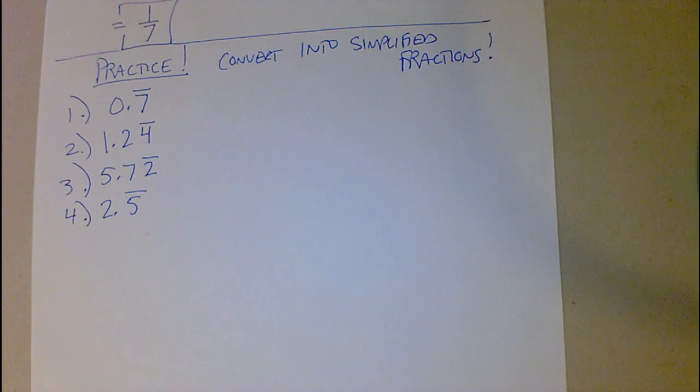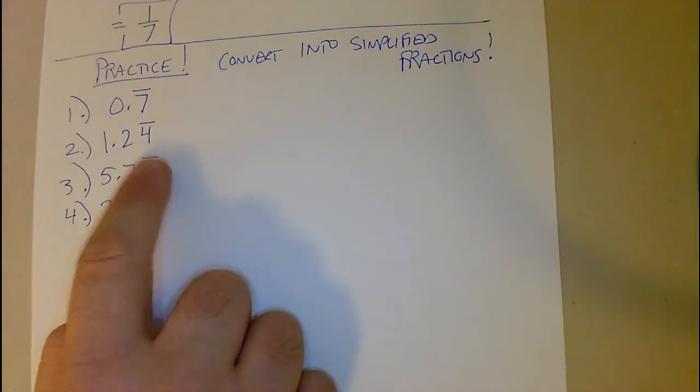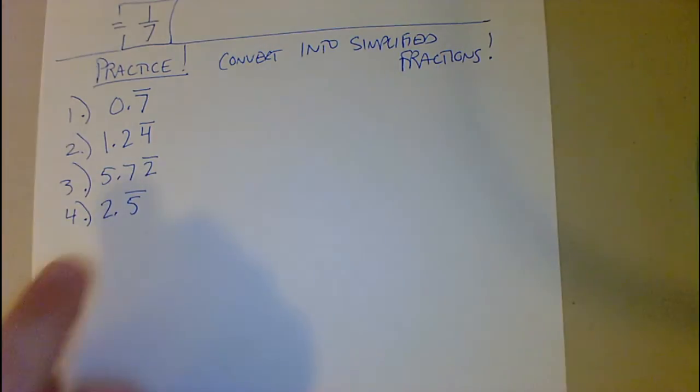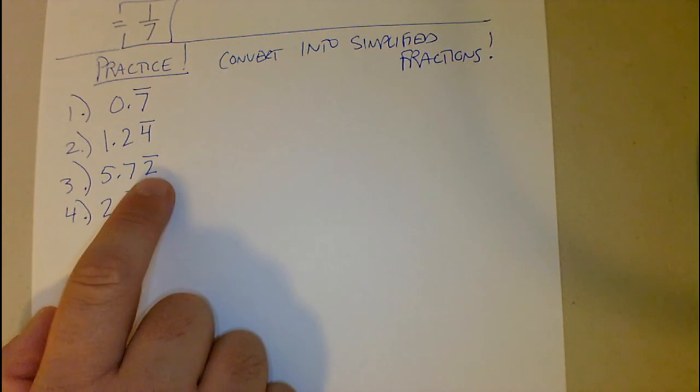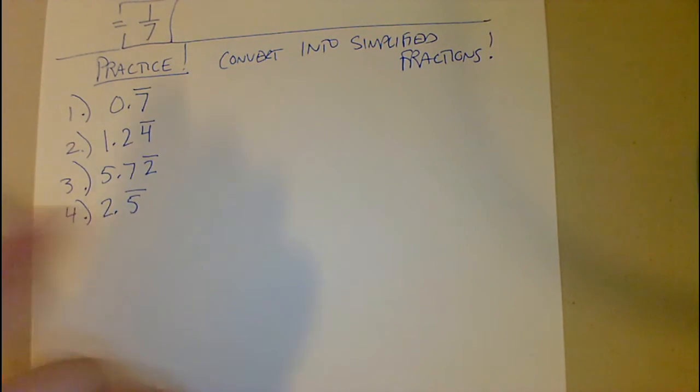It was a doozy. Here are some problems for you to practice and work on. Let's see, I have 0.7 repeating, 1.2, and then here just the 4 is repeating. And I have 5.7 with the 2 just repeating, and 2.5, and just that 5 is repeating.